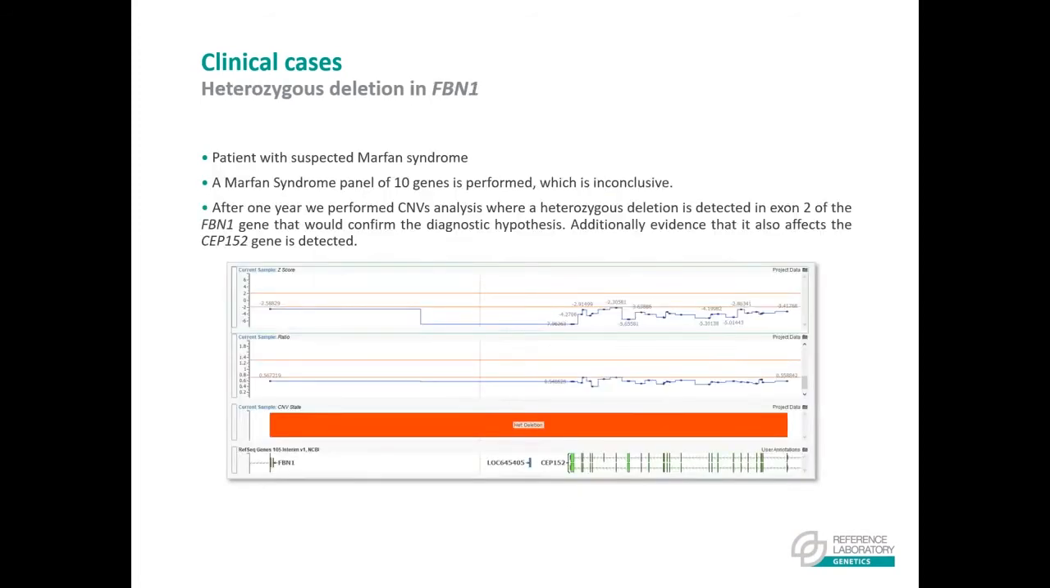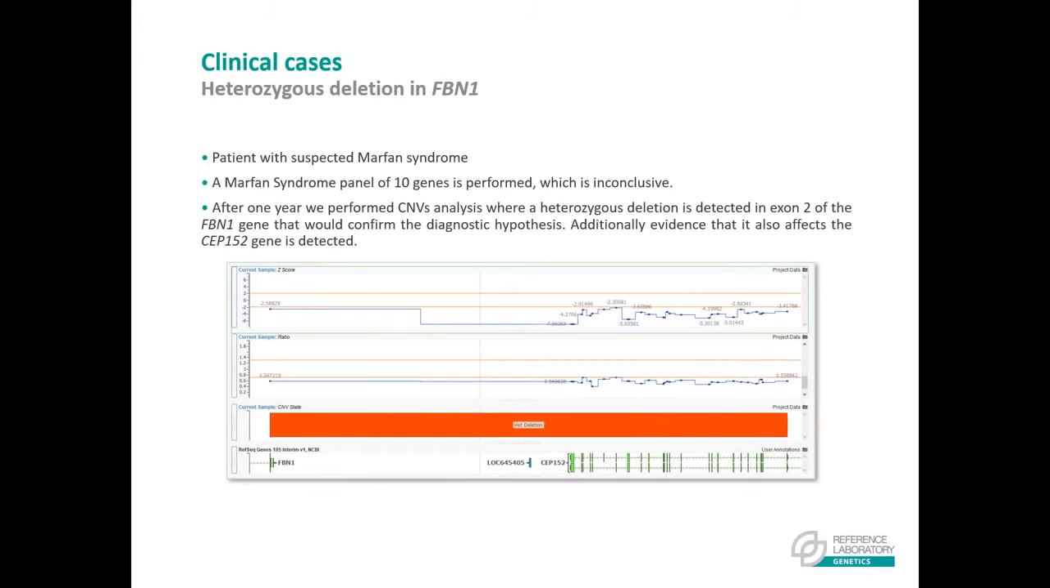The last case I want to tell you about is a patient with possible Marfan syndrome. A Marfan syndrome panel of 10 genes was performed without obtaining a conclusive result in the analysis. After 1 year, it was decided to carry out the analysis of copy number variants, where a heterozygous deletion is detected in exon 2 of the FBN1 gene. That will confirm the diagnostic hypothesis.